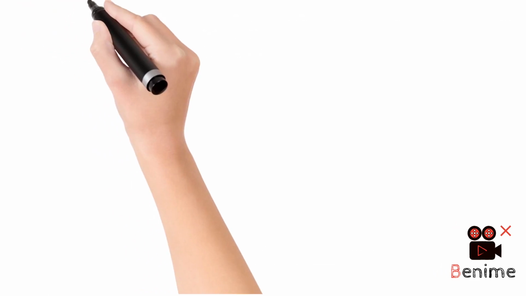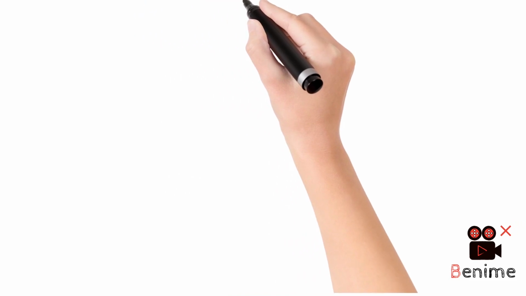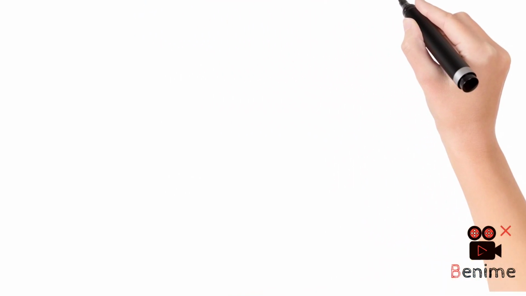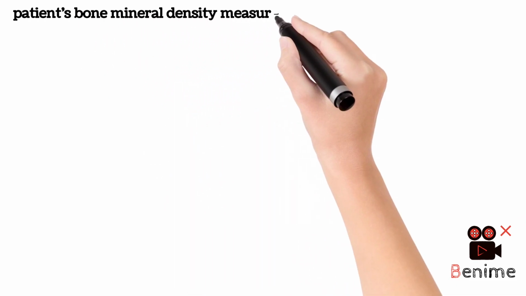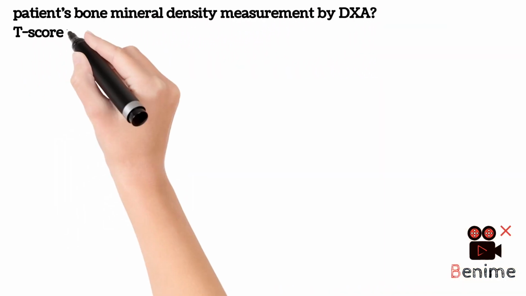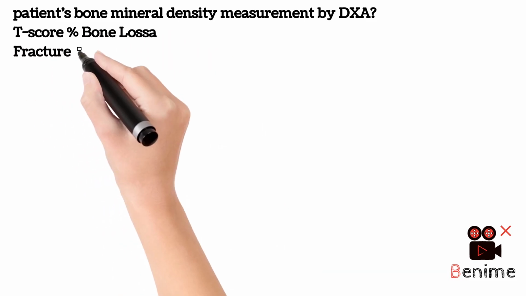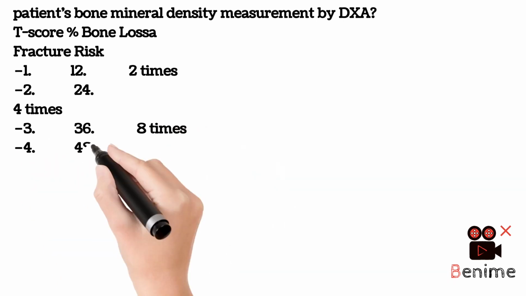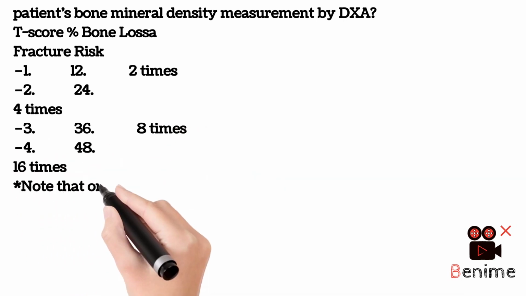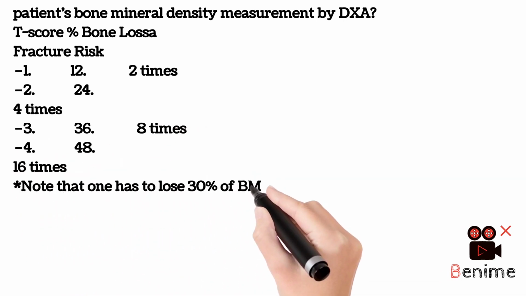What estimates of bone loss and fracture risk can be made from a patient's bone mineral density measurement by DXA? T-score, percent bone loss, fracture risk. -1: 12%, 2 times. -2: 24%, 4 times. -3: 36%, 8 times. -4: 48%, 16 times.